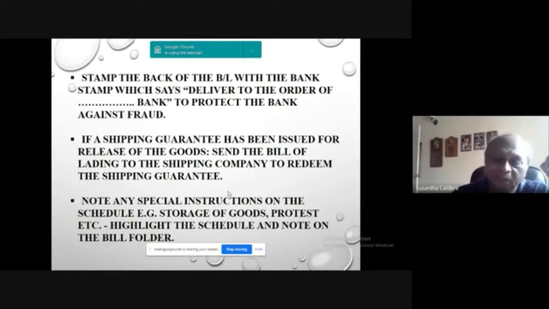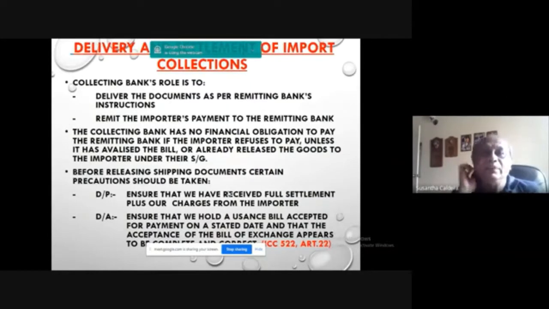Right? Okay. Delivery and settlement of import collection. The collecting bank's role is to deliver the documents as per the remitting bank's instructions and to remit the importer's payment to the remitting bank. Right? The collecting bank has no financial obligation to pay the remitting bank if the importer refuses to pay.